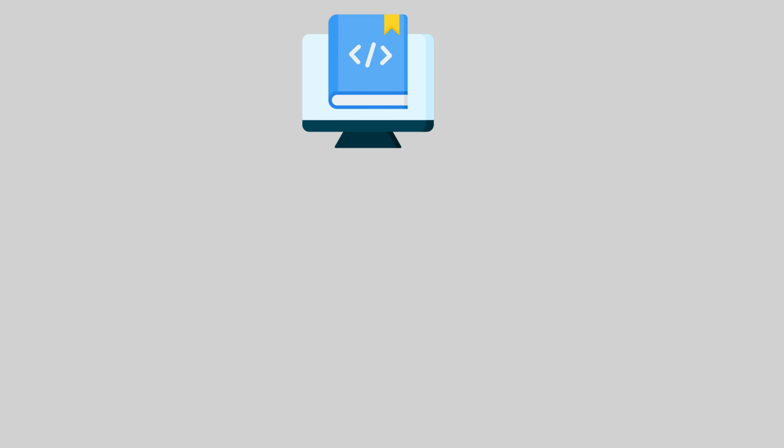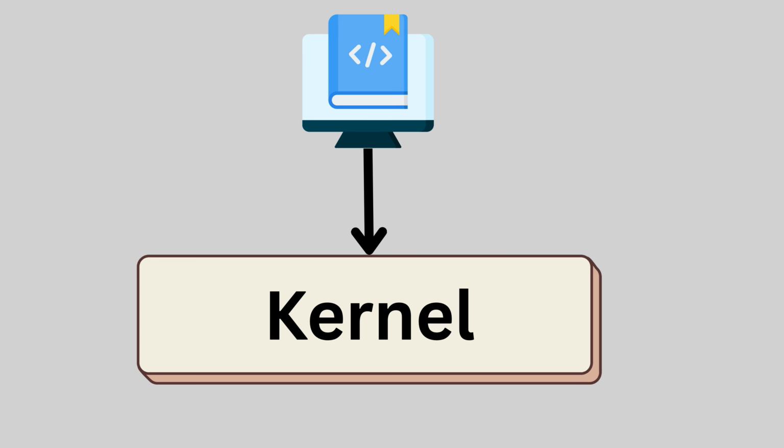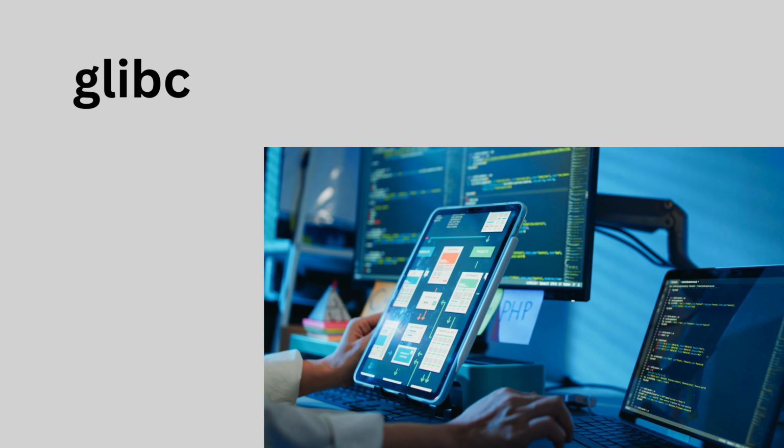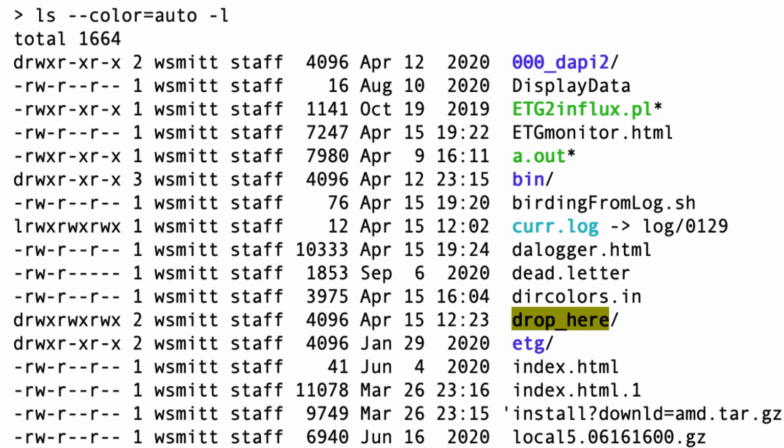Libraries are like toolkits that apps use to talk to the kernel. For example, glibc provides functions for file operations or networking, so developers don't have to reinvent the wheel. Then we have system utilities, commands like list, ls, copy, cp, or grep that you type in the terminal. These are small programs that make life easier, whether you're managing files or troubleshooting. Without these, you'd be stuck talking to the kernel in raw code.